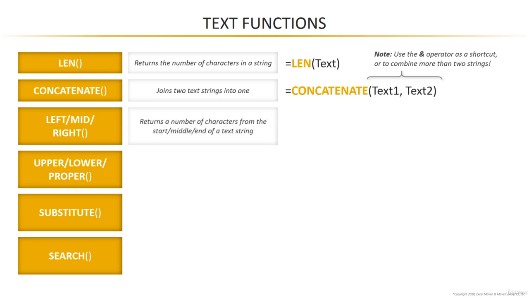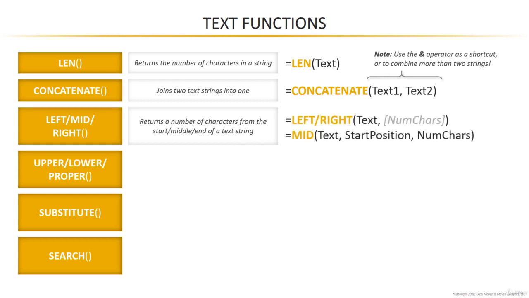Next, we've got some of my favorites, left, mid, and right. These allow you to return a number of characters from either the start, the middle, or the end of a string. Pretty simple syntax here for left and right. You point to a text column and then indicate a number of characters. Note that that's an optional argument. If you don't put anything there, it will return 1. So 1 is the default number of characters.